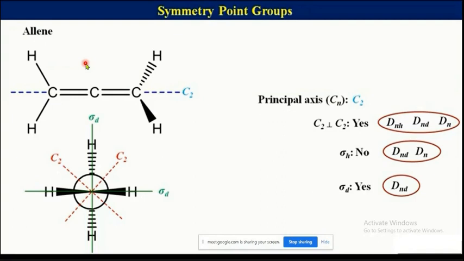Now in case of allene, you see 1 C2, ये देखिए along the axis, right? एक और C2 हो सकता है इसमें. कैसे जाएगा? वो यहां से जाएगा, इस वाले से. So 2 C2 which are perpendicular. So what are the point groups? DNH, DND and DN. Sigma H है क्या? नहीं, sigma H नहीं है. अब दूसरा क्या देखते हैं हम? We see sigma D है क्या?